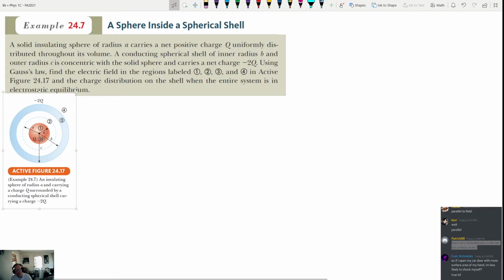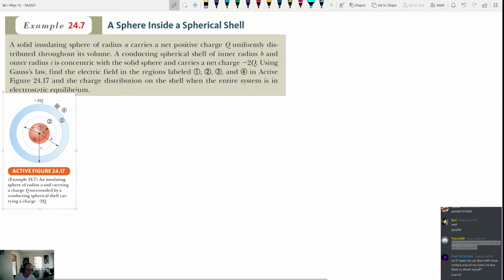positive Q on the inner object. And what we want to do is find, by using Gauss's law, the electric field in the regions labeled 1, 2, 3, and 4. So that's inside the insulator, in between the two objects, inside the conductor, and outside. Those are the four situations.